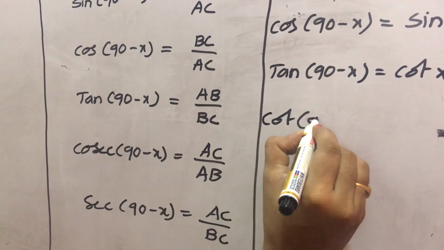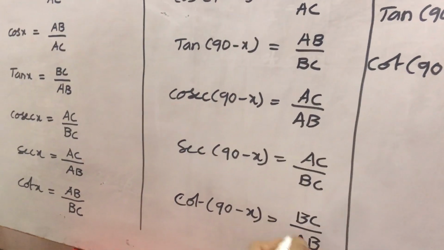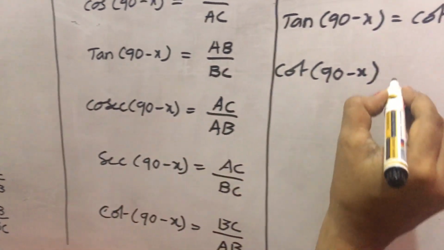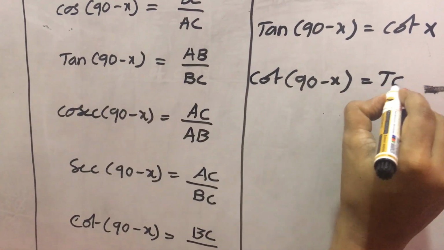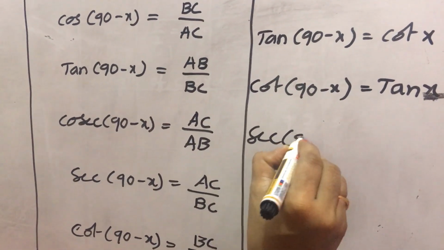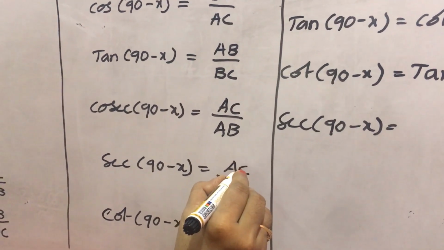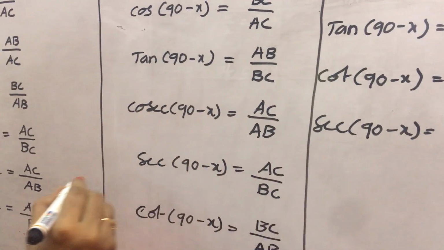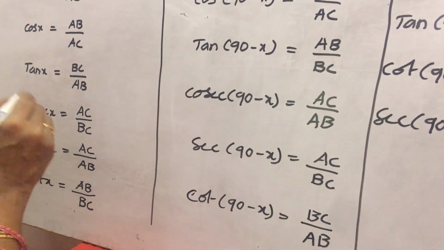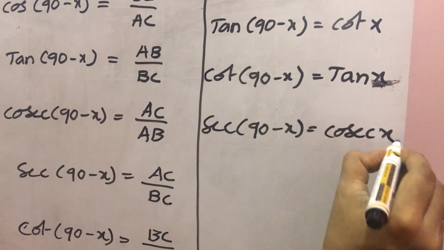Similarly, cot(90 minus x) is equal to what is the ratio? BC by AB. See here, tan x is also BC by AB. So we can write cot(90 minus x) is equal to tan x. Similarly, sec(90 minus x) is equal to, what is sec(90 minus x)? AC by BC. See here, what is AC by BC in this x angle? Cosec x. Sec(90 minus x) is equal to, we can write, cosec x.